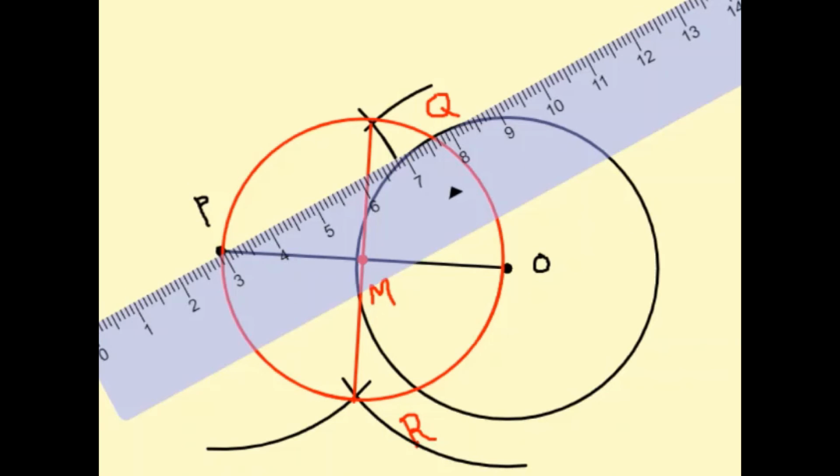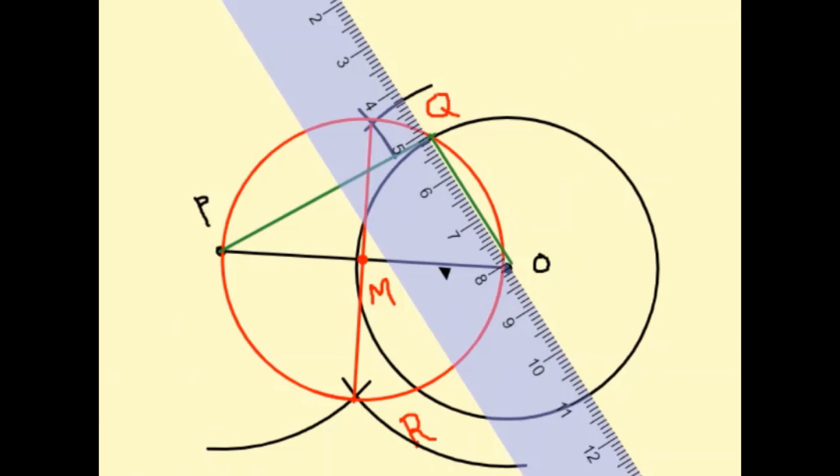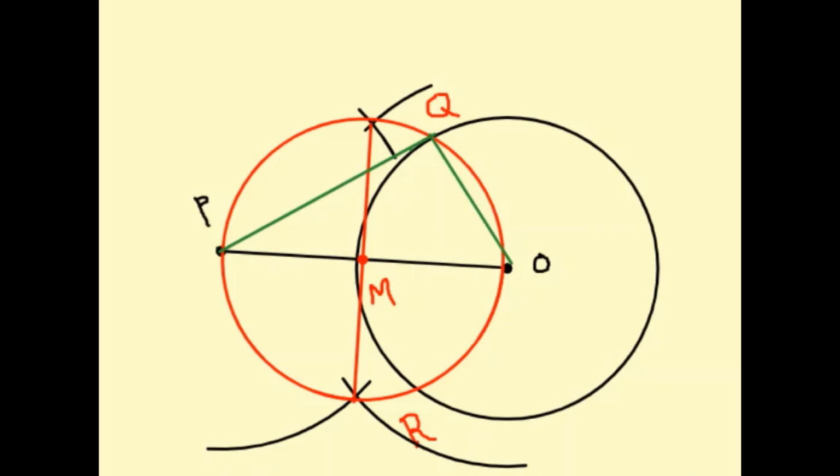Let us join PQ and then QO. Now children, see how much is this angle? Angle Q will be equal to 90 degrees because, see children, this is point O and OP is the diameter of this circle, the red circle. PQO is the angle subtended by diameter PO. So it is 90 degrees.